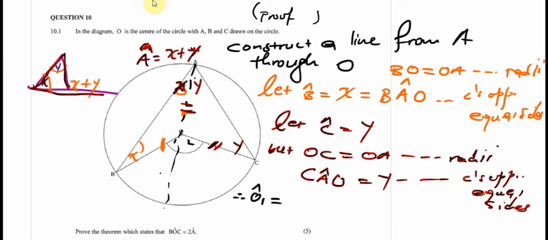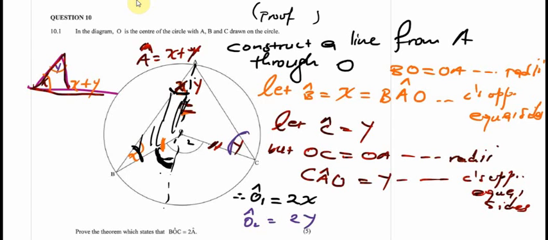So the exterior angle of a triangle will be the sum of the interior opposite angles. So O1 would be 2x, just like O2 will be 2y. So angle O2 is equal to what? 2y, because it is the sum of these two angles, the interior opposite angles. So this one is 2y and this one is 2x.